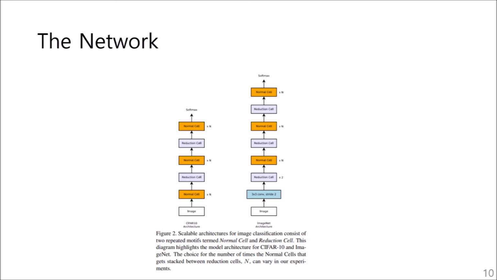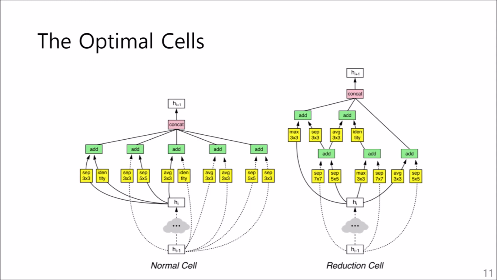A network is defined by repeating the previously defined normal cell and reduction cell. What's interesting is that all the convolutions found in the optimal model are depth-wise separable convolutions. Once again, you can see that depth-wise separable convolution is an efficient way to find a trade-off between computational cost and performance of the network.